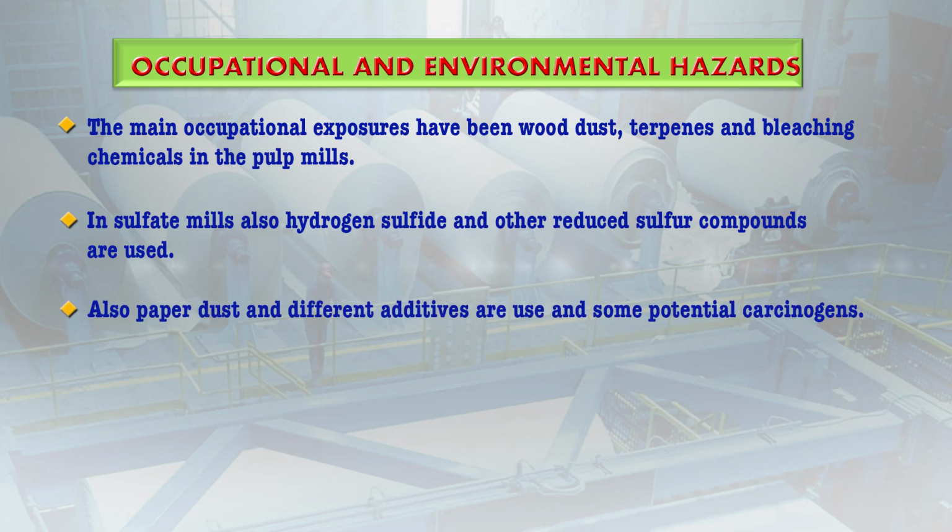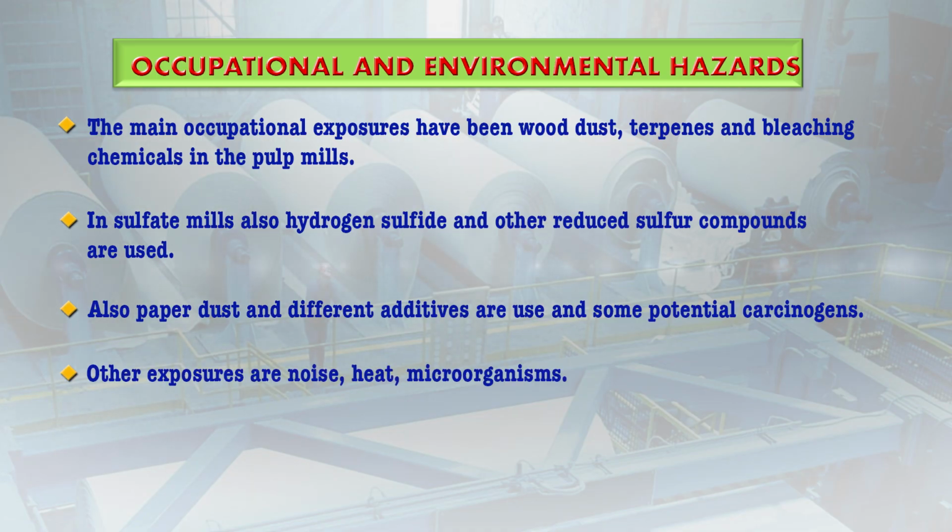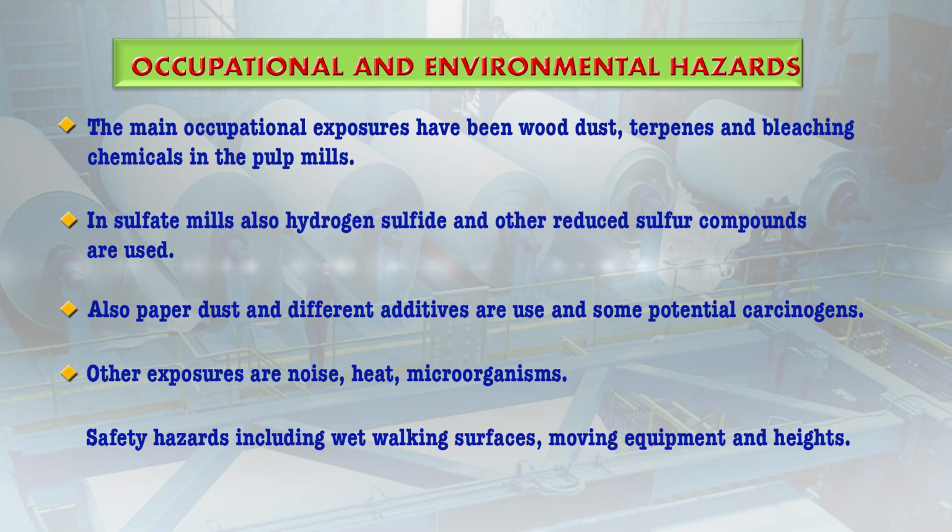Now the paper dust and different additives are also used, and some of them are potential carcinogens. Other exposures include noise, heat and the microorganisms which can also create a variety of havoc in human beings. Safety hazards include the wet walking surfaces, moving equipment and heights. These can also come from the machinery, the noise, and the heat exposure the employees are subjected to. This can also give rise to several types of occupational hazards.